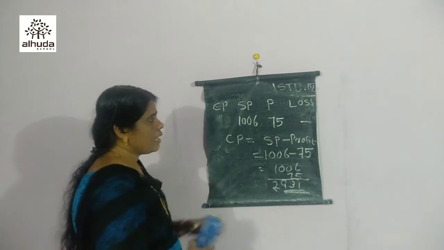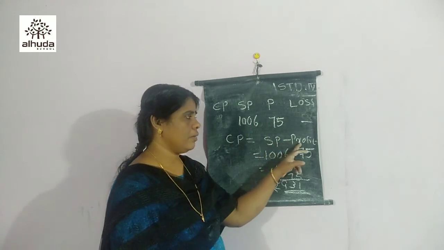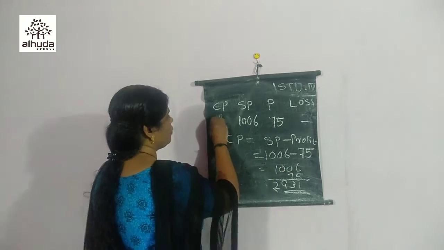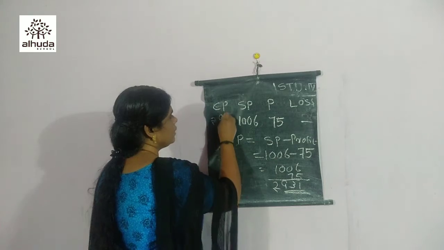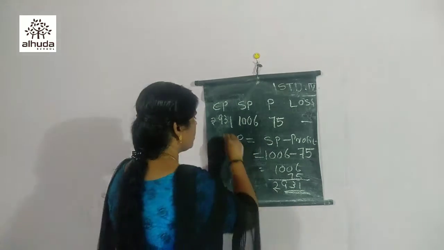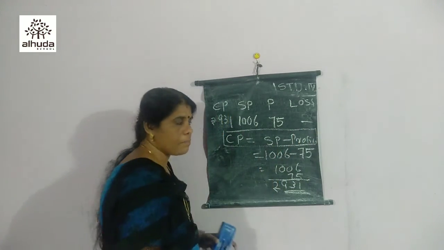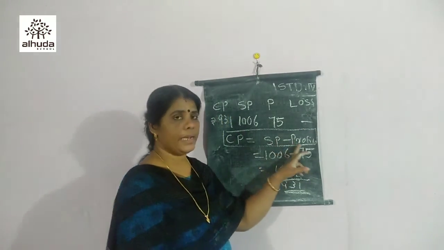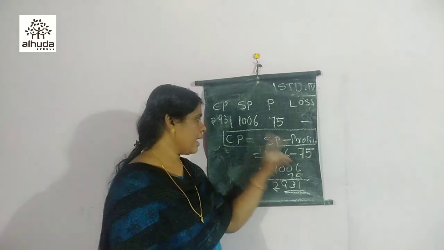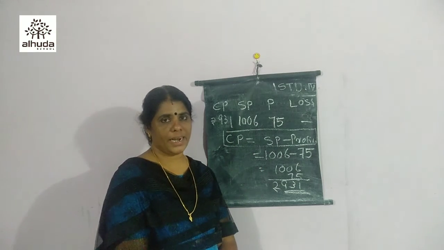So whenever SP and profit are given, then we should subtract profit from selling price. So CP is equal to rupees 931. Understood? So this equation you should remember. This relation: CP is equal to SP minus profit. If SP and profit are there, then we subtract, and we get the cost price. Okay. That much for today, children.